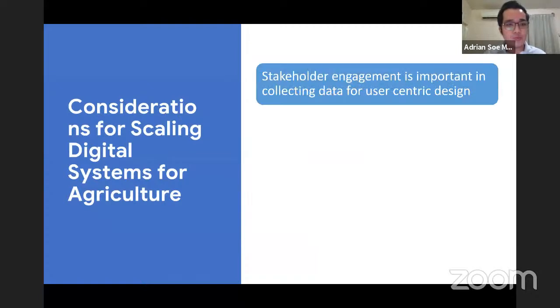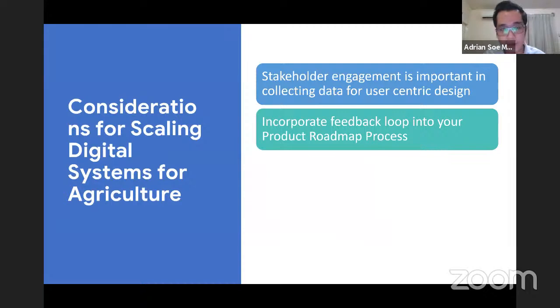So now I just want to touch on the considerations for scaling digital systems for agriculture. Obviously, stakeholder engagement is very important in understanding the actual pain points of customers and creating a product that delivers solutions which are relevant to the problem that we have at hand.